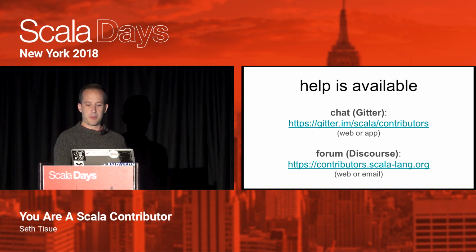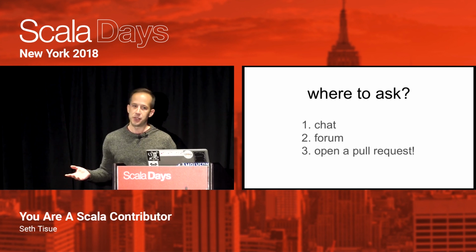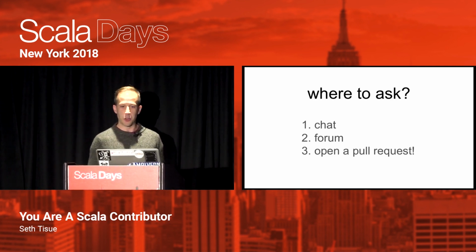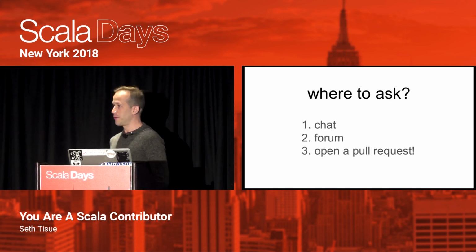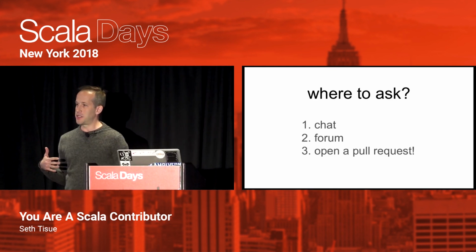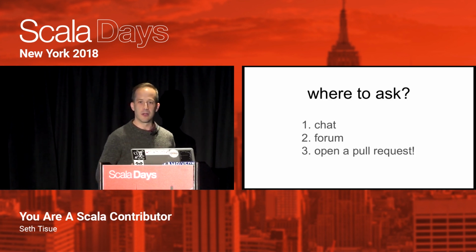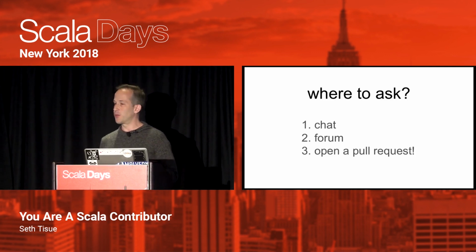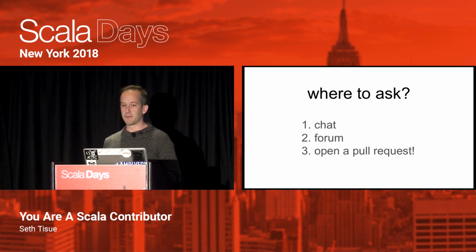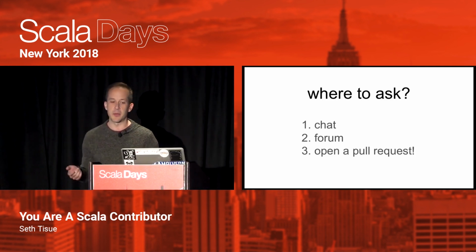So we now have multiple pathways by which you can look for help on open source work. Chat, forum, and GitHub itself. I've arranged these in ascending order of formality. So it's ascending order of how much work they are to use. Chat is by far the easiest. It's super easy to just drop in and ask your question. Writing a forum post is a little harder, and a pull request, of course, is quite a bit harder than that.